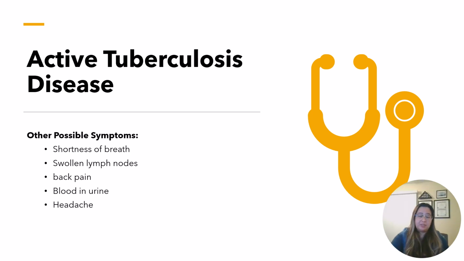Other possible symptoms are less common, such as shortness of breath. If TB is outside the lung, it may cause a firm red or purple swelling under the skin, and back pain for TB disease of the spine. If kidneys are affected, there is blood in the urine, and TB meningitis may cause headache and confusion.